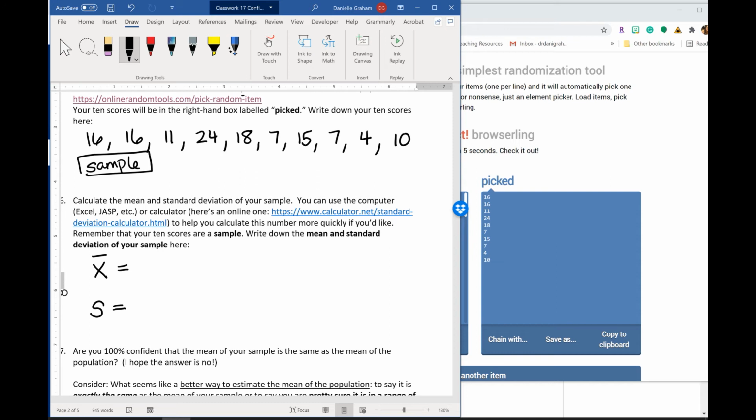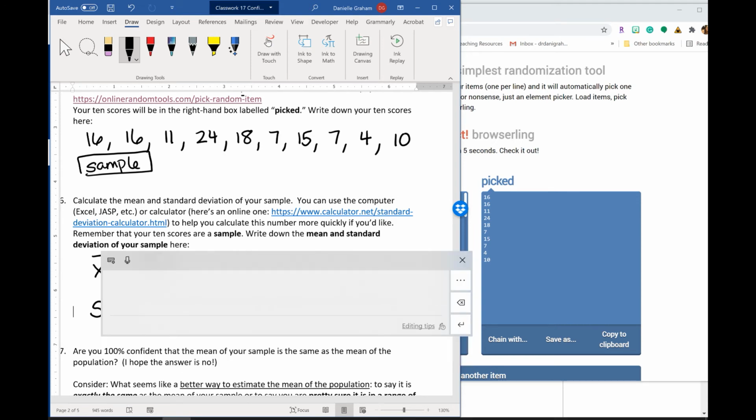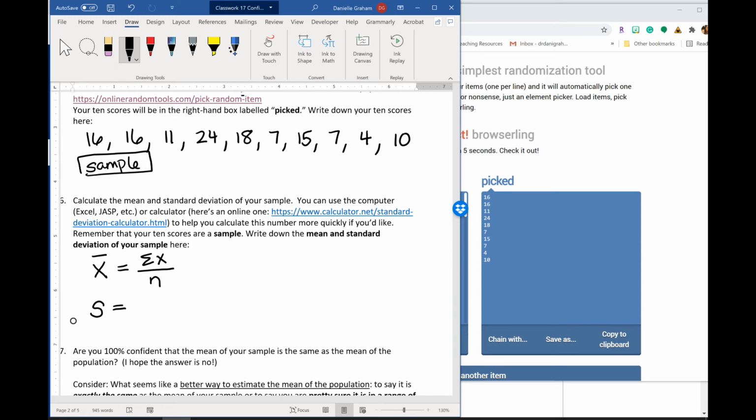So just to review, the formula for finding a sample mean is to add up all of our sample values and divide by the number of items in our sample, right? So in this case, it would be adding up all 10 of these values and then dividing by 10 because we have 10 values. So I could do that by hand, 16 plus 16 plus 11 plus 24, blah, blah, blah. But again, I might make a mistake. So I'm going to use a calculator to help me.